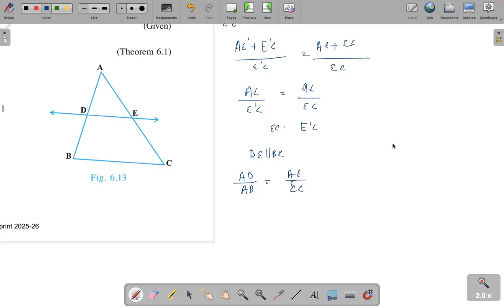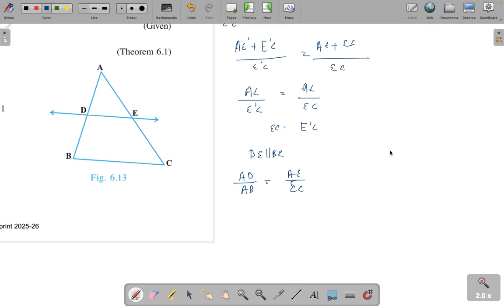How can you prove this? We just apply the BPT, and in the proving part, instead of AD upon DB, we can take AB as a whole, because if we know that AD upon DB is equal to AE upon EC, like the BPT, we can tell that AD upon AB will also be the same because AD is common in that. Yeah, so you have to prove that mathematically.